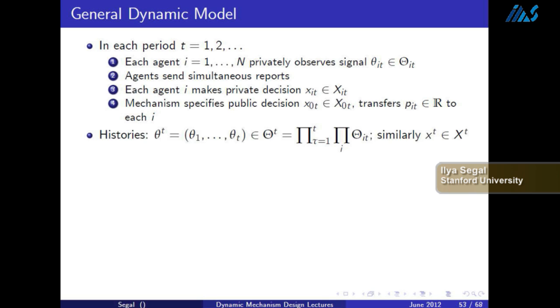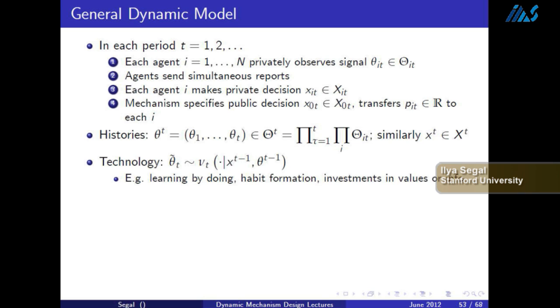The histories are denoted using subscripts, just as before, and also for decisions. The technology is just as before: the types in period t are drawn from some distribution that depends on the history, and we'll make assumptions on this later.